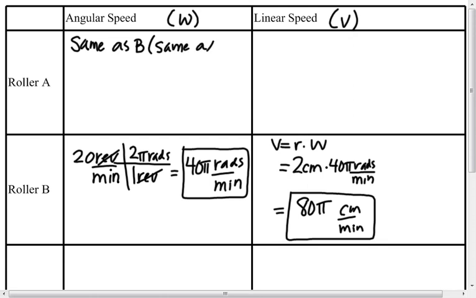They spin around the same axle. I don't know if axle's EL or LE. We're going this way. Okay? You might prove me wrong. Anyways, they spin on the same axle, and so this will be, again, 40 pi radians per minute.